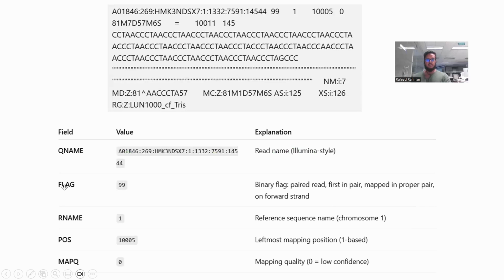And also there is a flag right here. It gives you a lot of information such as paired end, forward strand, etc. I will talk about the paired end thing just a little bit later on. So it gives you that information about each read.